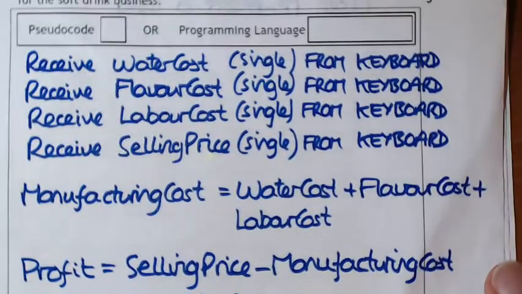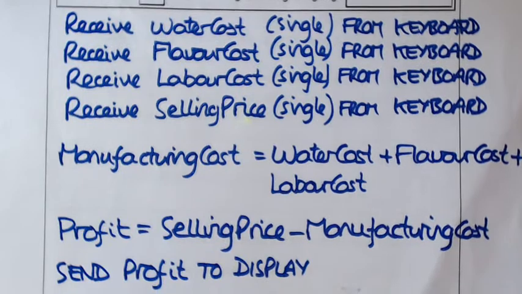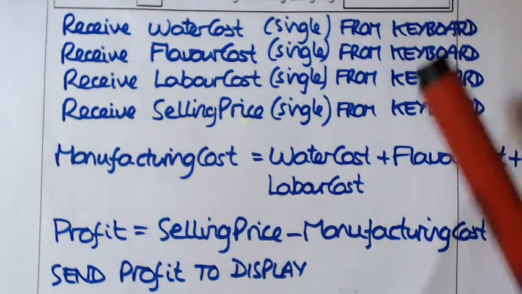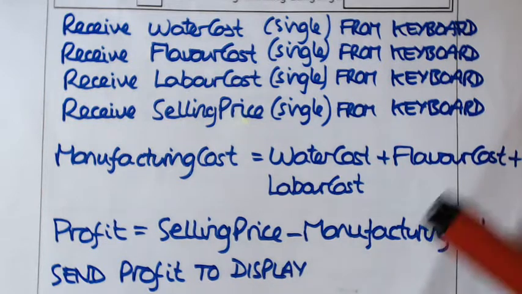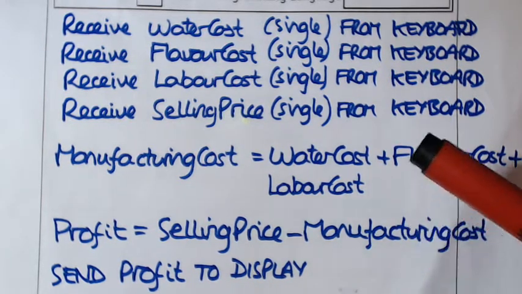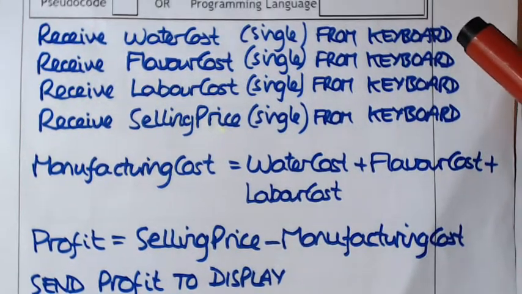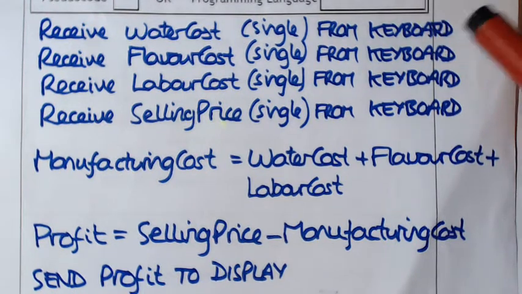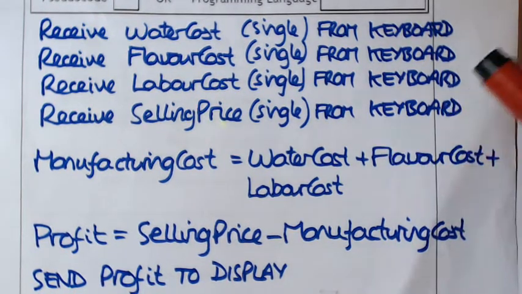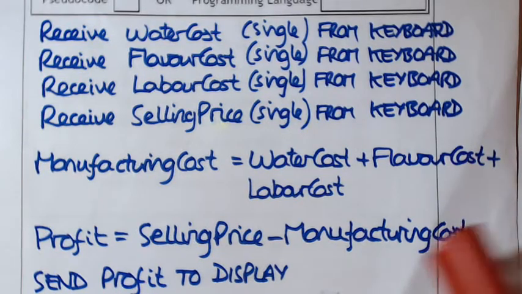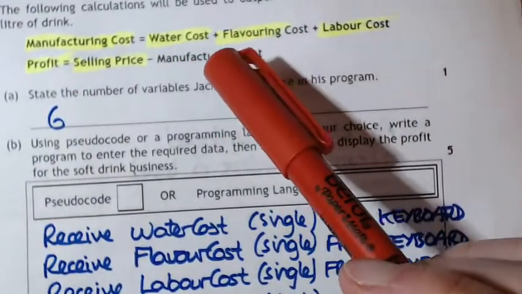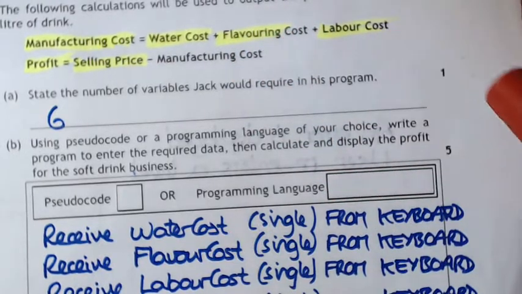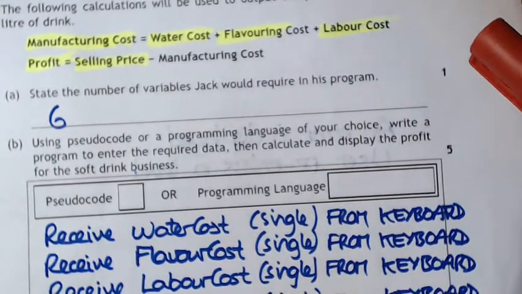For your 5 marks here, what you're really wanting to do, if you can choose pseudocode or programming language, if you choose pseudocode, it'll get you more used to actually looking at pseudocode questions, and there won't be as many lines to actually do, because with pseudocode you don't have a line declaring variables or anything like that. So what we've got here is we want to get the values for all these costs, so water costs, flavouring costs and labour costs. So these are values you have to type in.